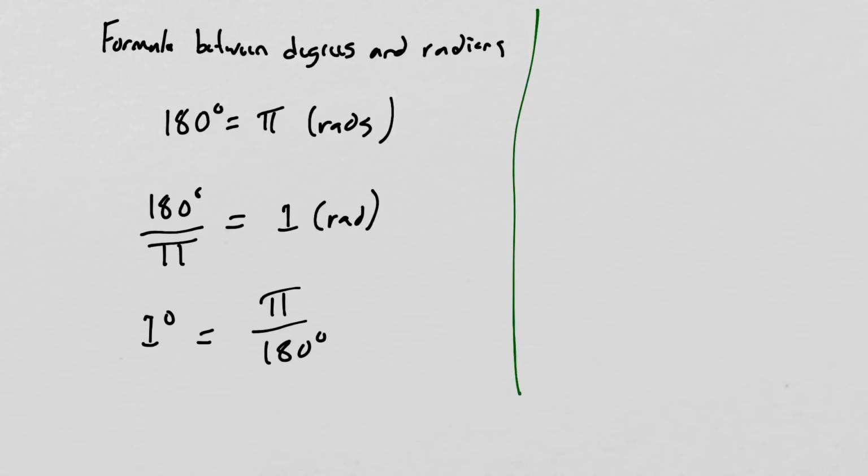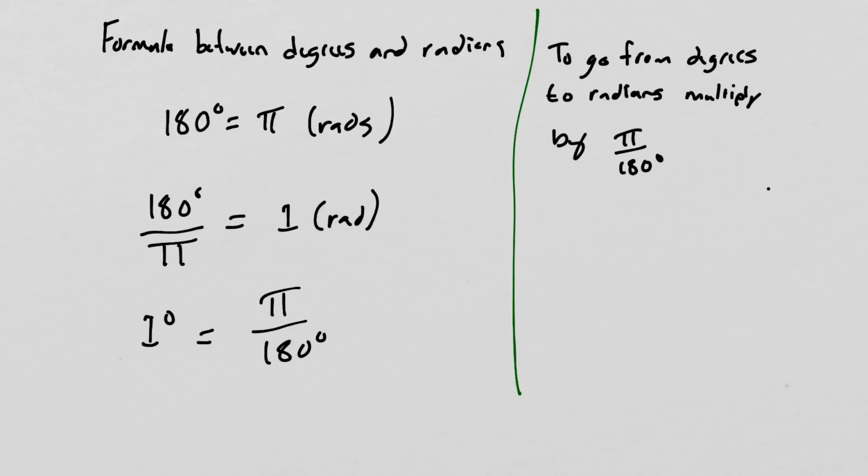Now, given an angle in degrees, we can always convert this to radians. To do this, we multiply our angle given in degrees by the number pi divided by 180. To go from radians to degrees, we're going to multiply by 180 degrees divided by pi.